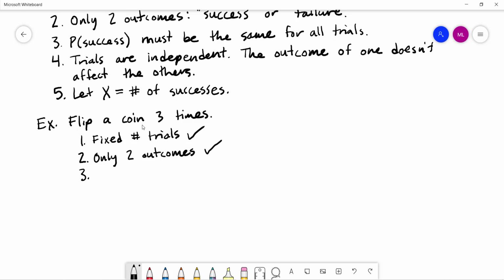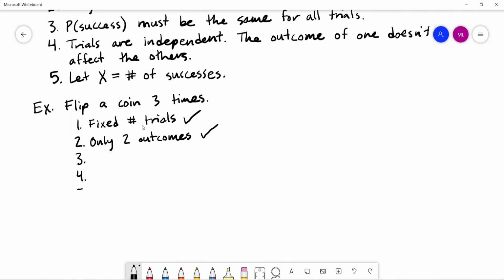Condition 3, is the probability of success the same for all trials? So, skipping down, let me skip all the way down to 5, because this is where we define our random variable. So let's do this now. I'm going to let x be the number of successes, and in this case, I'm going to let that be the number of heads. So I'm going to let x equal the number of heads where we consider heads a success.